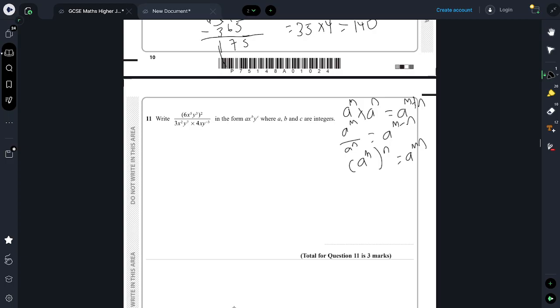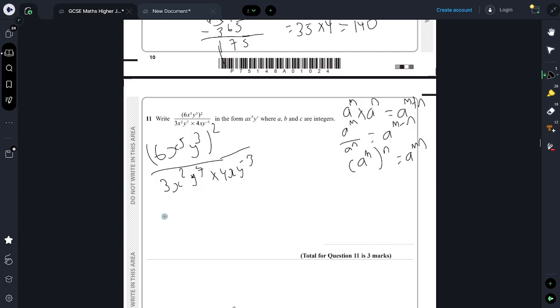Now, let's break this down. Firstly, let's deal with the coefficients, the actual numbers. So what we have here is 6x to the 5 y cubed, squared, over 3x squared y to the 7, times 4x y to the minus 3. Okay, we have numbers going on. We have x's and y's. So let's think about them one by one.